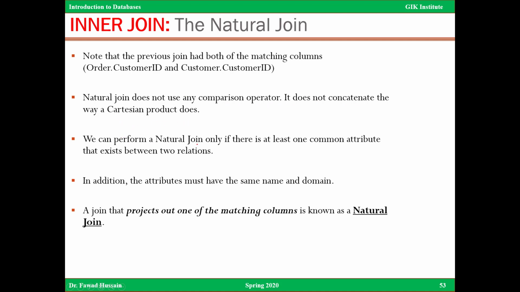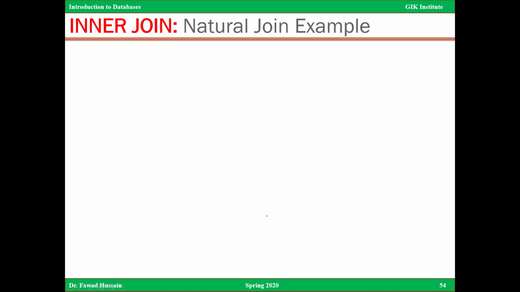We can perform a natural join only if there is at least one common attribute between the two relations. In addition, the attribute must have the same name and the same domain. It means the name of the column has to be the same, and the domain, the possible values that the column can take, also has to be the same. So a join that projects out one of the matching columns is known as a natural join. In this case we are not giving the filter.